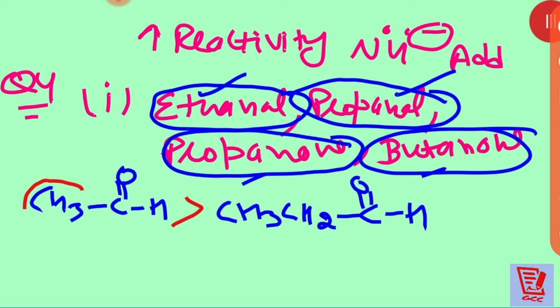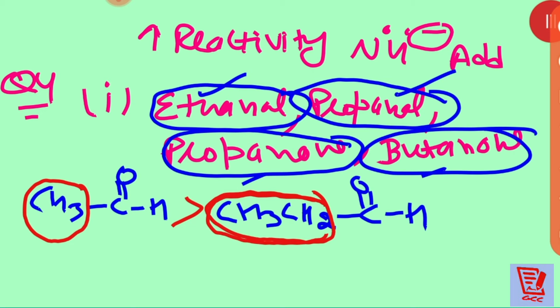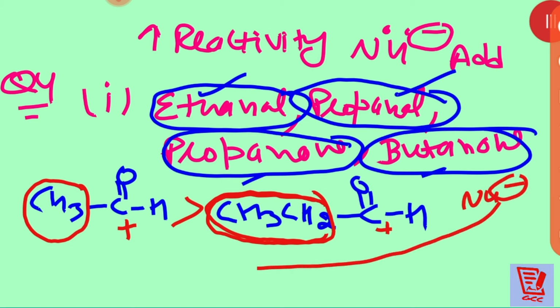Because there is one alkyl group with plus I effect. Here is also plus I effect, but the alkyl group is larger, so steric hindrance is more. And this carbon always has a positive charge; it is always electrophilic. So when the nucleophile has to attack, it can attack very easily here, because steric hindrance is less.